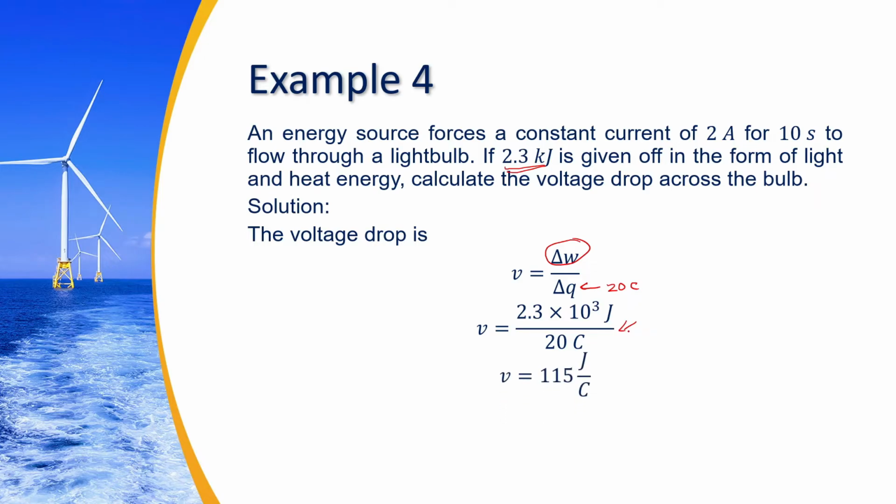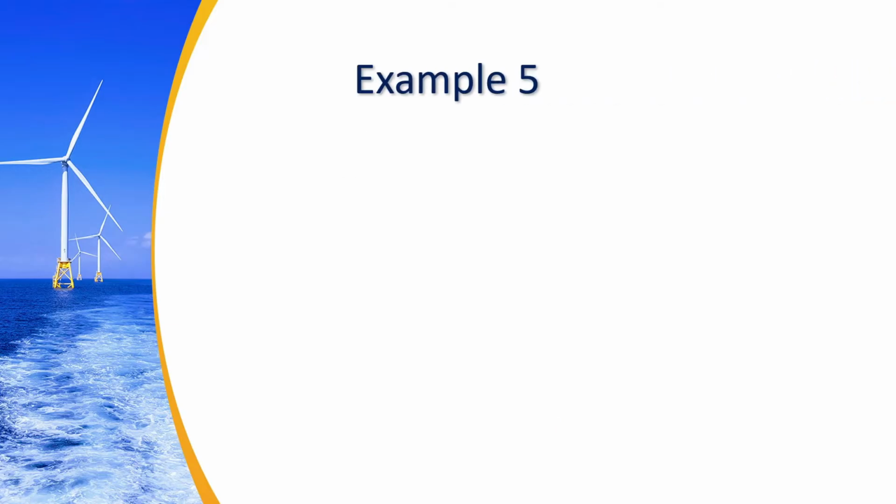So, the answer is 115 joule per coulomb. Okay? So, ang itong joule per coulomb, ang equivalent nito ay volts. So, kaya naman, pwede mo siyang sabihin na meron tayong voltage drop na 115 volts. Okay? So, that's the answer.